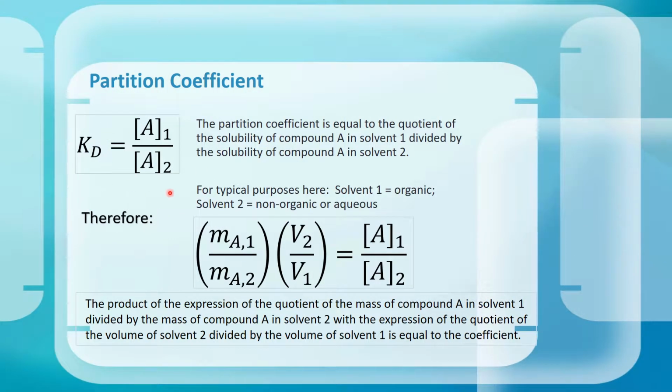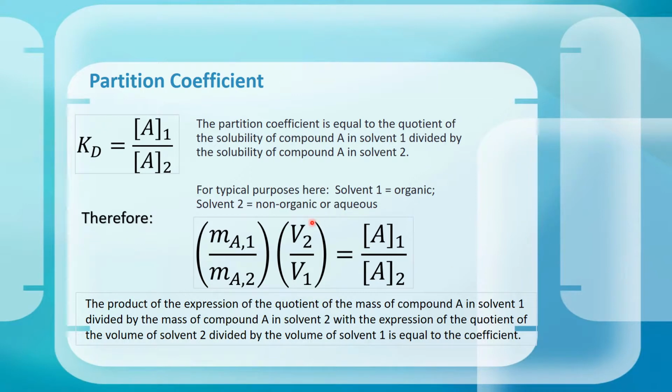So to calculate the partition coefficient, which governs how much goes into solution in either case between the two solvents, how much will be extracted when you do the extraction depends on your partition coefficient. So the partition coefficient is equal to the quotient of the solubility of compound A in solvent 1 divided by the solubility of compound A in solvent 2. And for most typical purposes, solvent 1 will be organic and solvent 2 will be some kind of an aqueous material or some non-organic solvent. It's usually an aqueous solvent of some kind in our lab anyway.